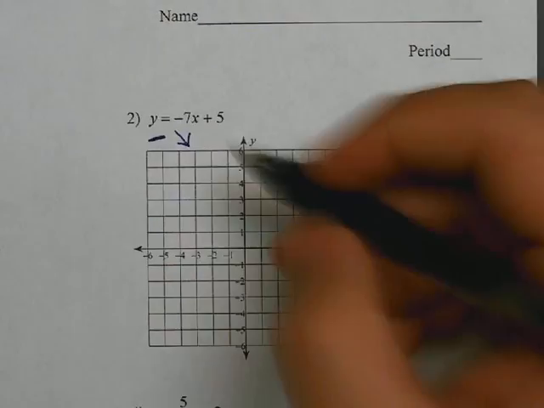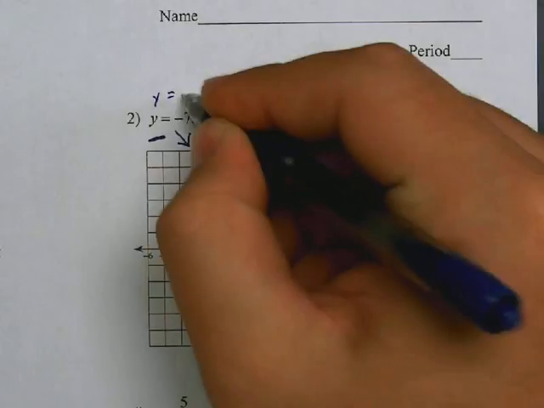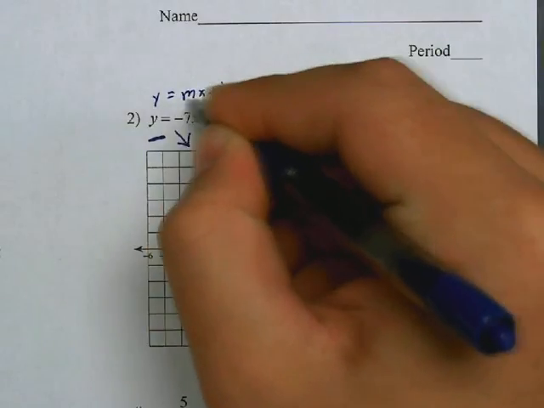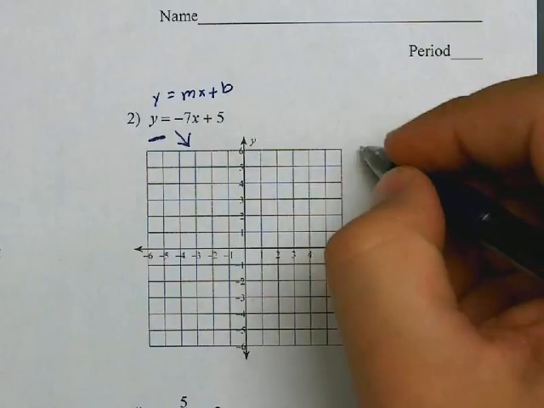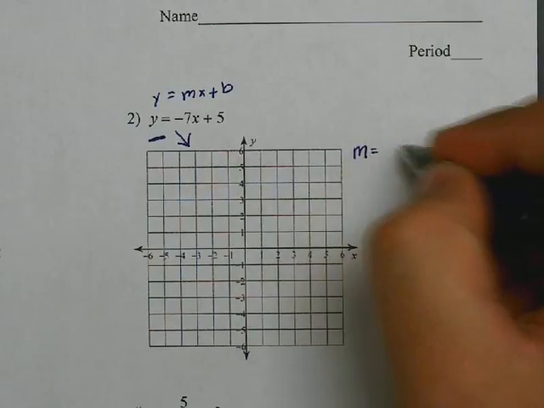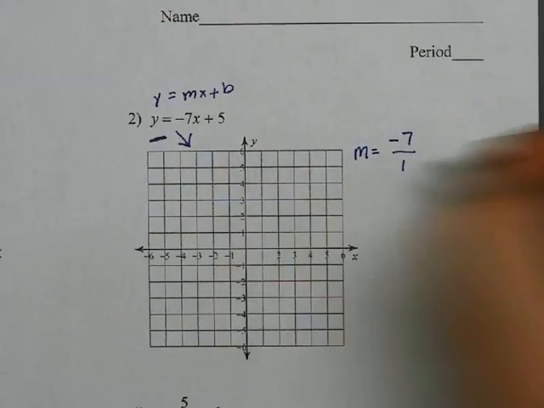Now our third step is to determine the slope, or m. We know y equals mx plus b, so in the m spot is negative 7. I told you, always write your slope as a fraction. So come to the side and say m equals negative 7, but I need to write it as a fraction, so I'll put it over 1. So negative 7 over 1.